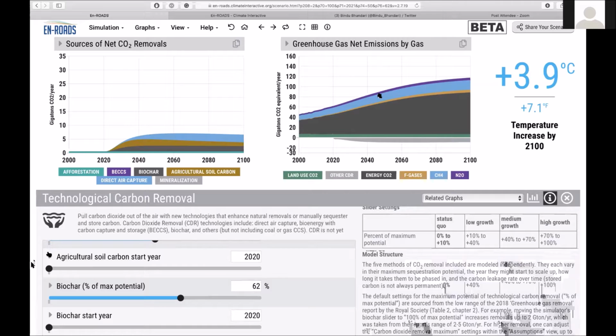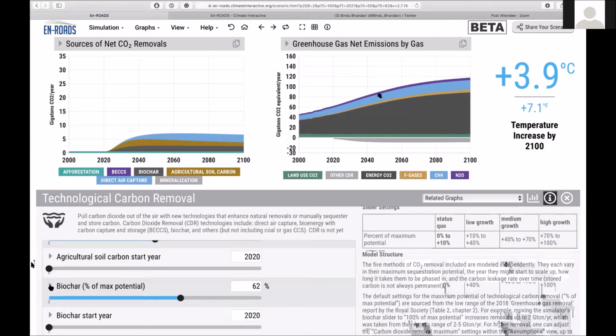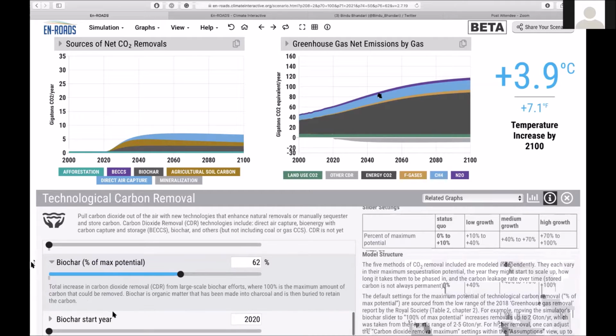If you click on any of the points, for example, some of our new friends might be interested in what exactly is biochar. If you click this little triangle over here, you can see a little description saying what biochar is exactly and what this slider means. So a lot of information is embedded here.